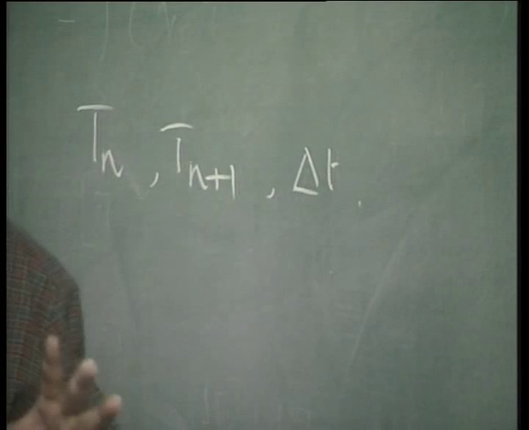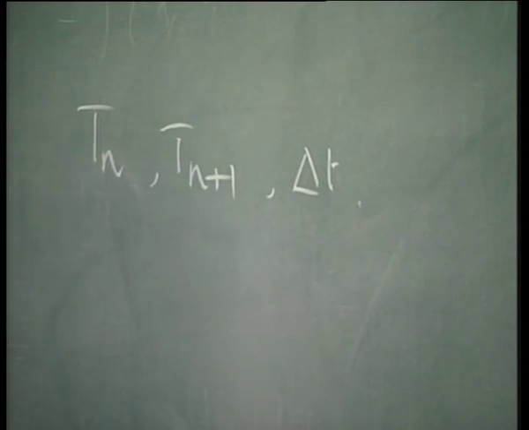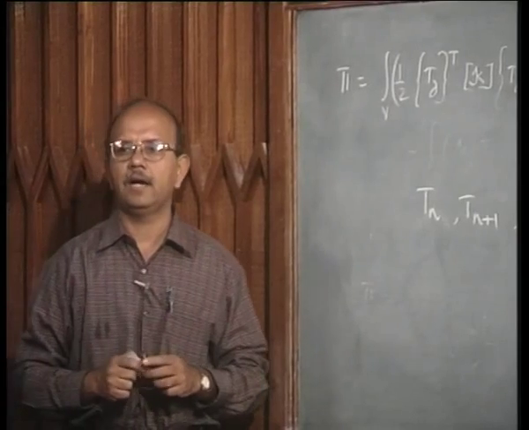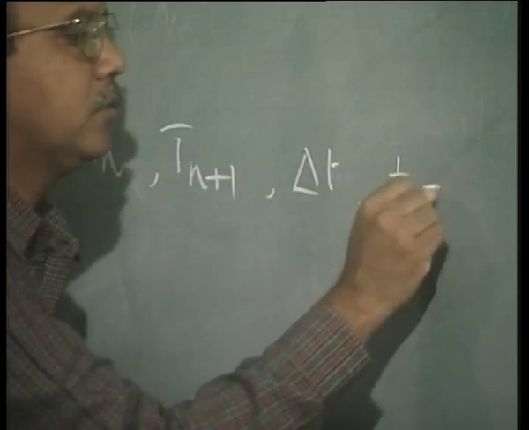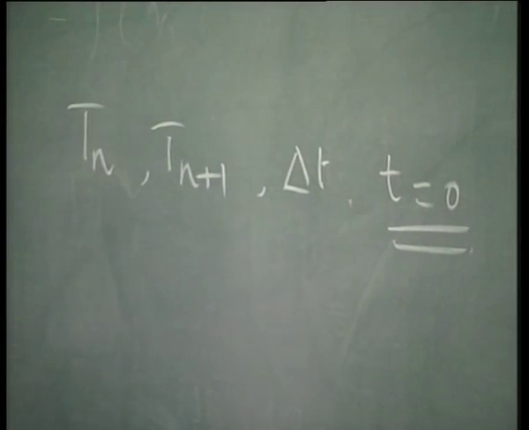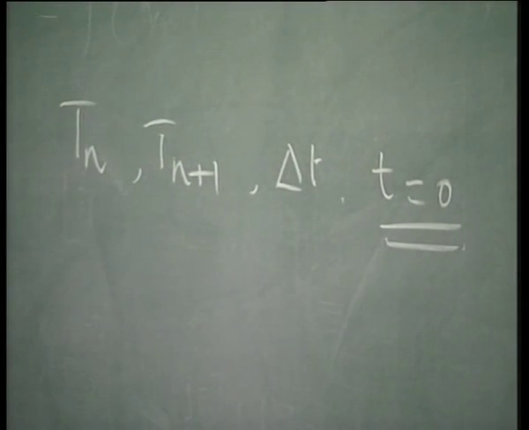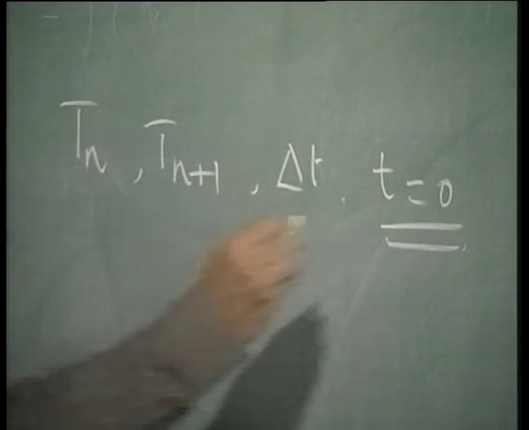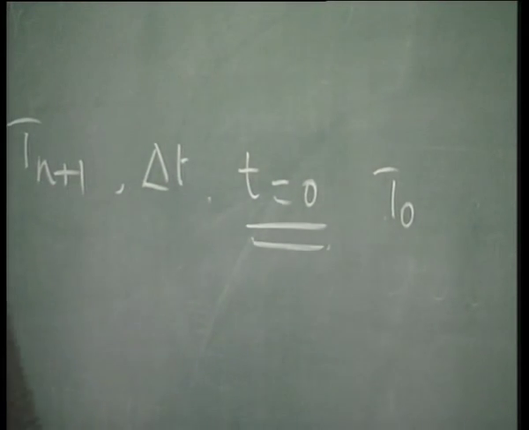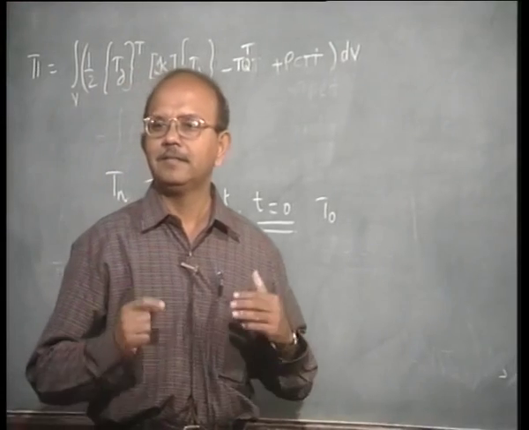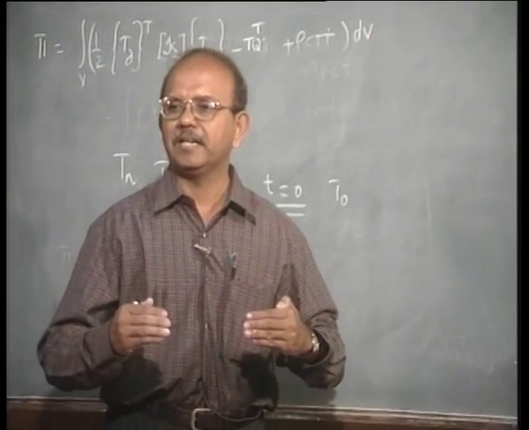Now how do you solve a transient problem? We solve the problem by starting at time t is equal to 0, and give certain initial conditions. Or in other words, T 0 is known. This is known, and that is the initial condition. Is it clear? Then what I do is I increment the time.